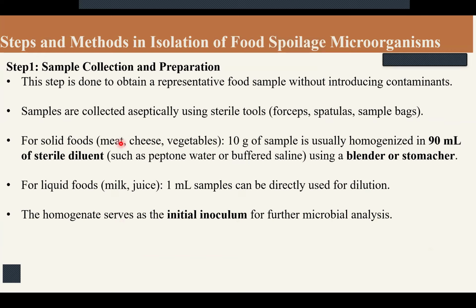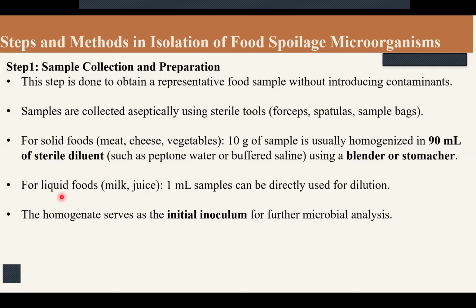Now moving forward to the steps of the methods we can use for isolating food spoilage microorganisms. The first step is sample collection and preparation. We're going to collect the samples. If our food sample is a solid substance, we're first going to convert it into a slurry or a liquid substance by using a diluent. The diluent could be peptone water or buffered saline, where we're going to homogenize the sample and then we're going to use them for our isolation.